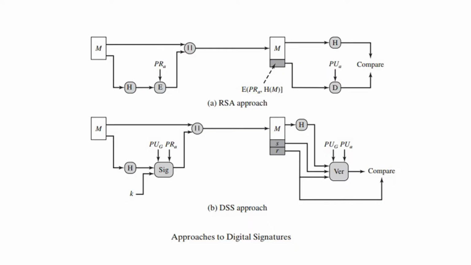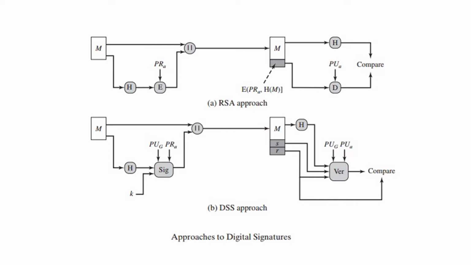The DSS uses an algorithm that is designed to provide only the digital signature function. Unlike RSA, it cannot be used for encryption or key exchange. Nevertheless, it is a public key technique. Figure 1 contrasts the DSS approach for generating digital signatures to that used with RSA.